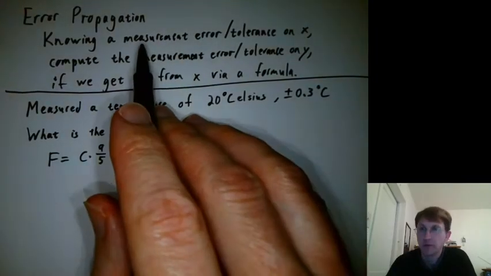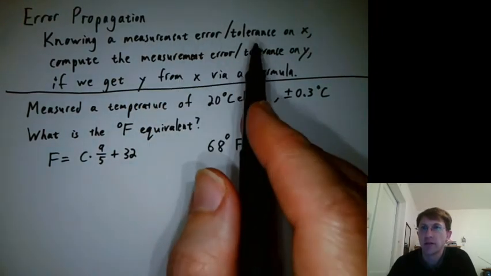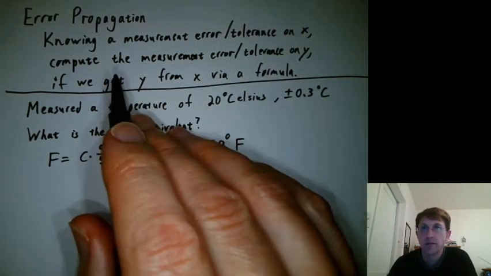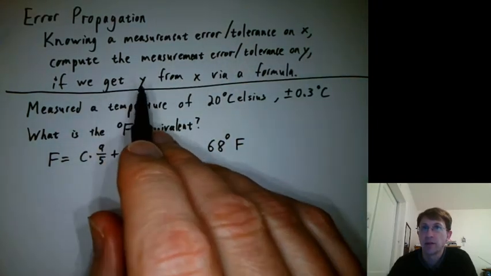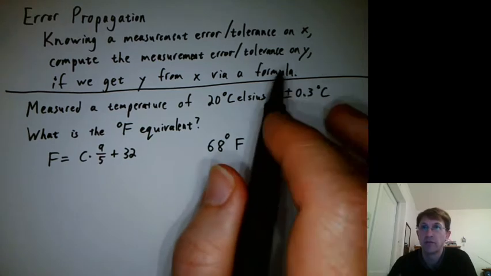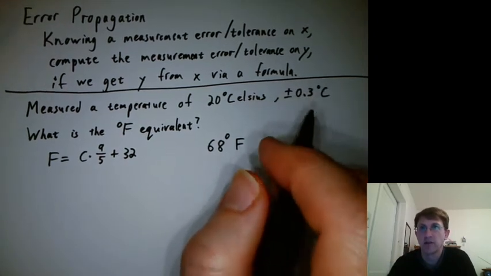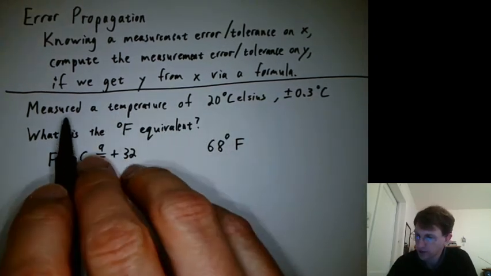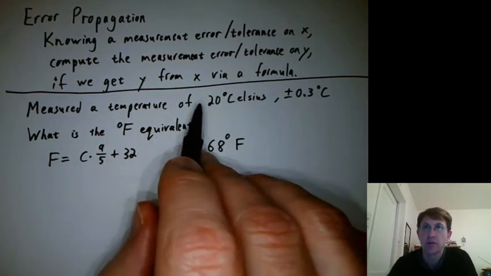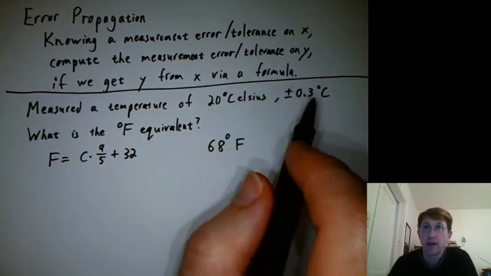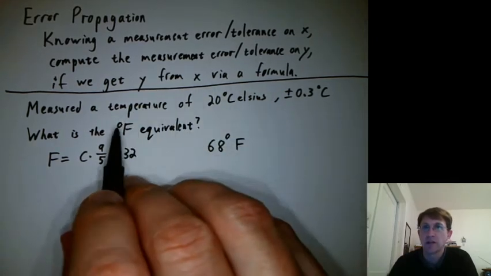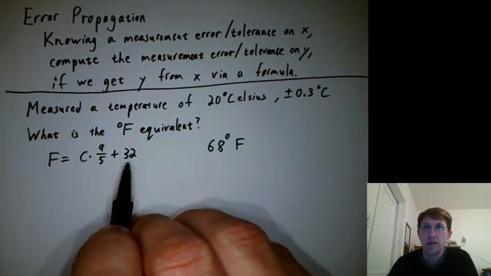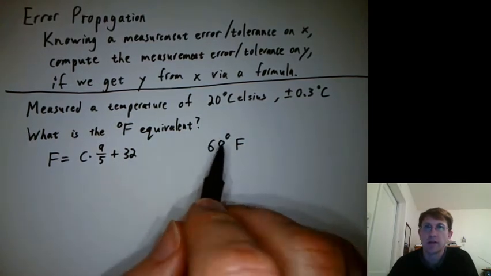Okay, so like we said, if we know a measurement error or a tolerance on some input variable, let's compute the measurement error or tolerance on the output variable when we're getting the output variable from the input variable via some physics or chemistry or geometry kind of formula. So a straightforward example would be, let's say you measure a temperature of 20 degrees Celsius, and you know your thermometer has an accuracy or precision of plus or minus 0.3 degrees Celsius. Let's convert to Fahrenheit. Here's the formula. If you plug 20 degrees in there, you get 68 degrees.